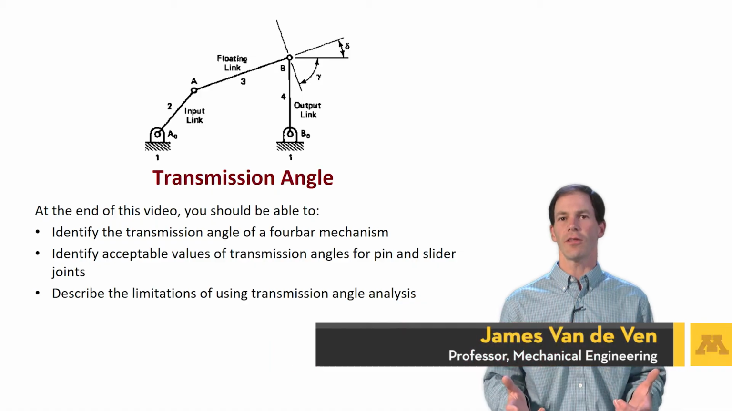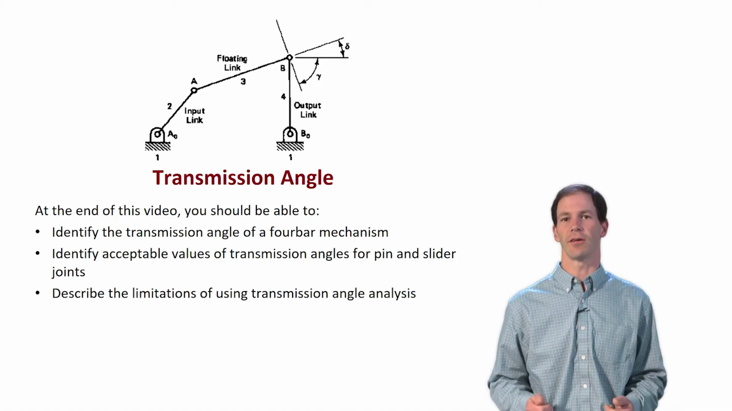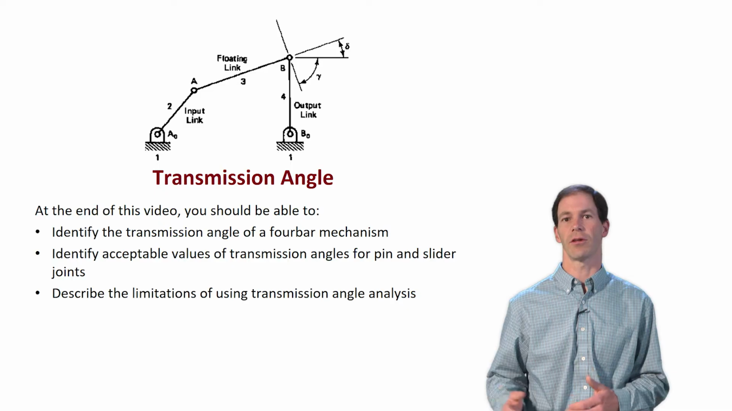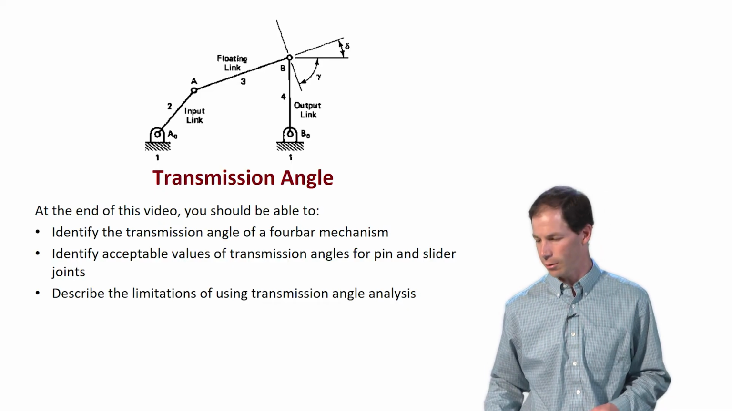So now let's look at another way of analyzing how well a mechanism will work. We're going to talk about transmission angle, and this is basically saying how close to the dead center condition am I, and the farther away we get from the dead center condition, the better the mechanism operates. So this is described with the transmission angle.